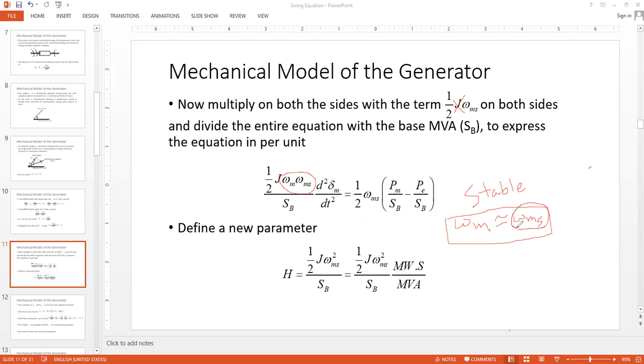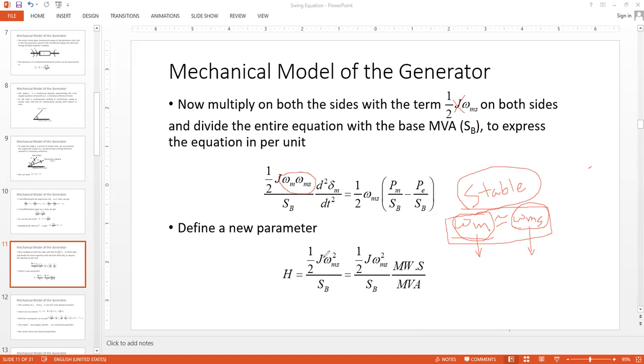Okay. It remains very close to omega ms. So for the stable case of the dynamic analysis, this omega m, which is the actual rotor speed, and this omega ms, which is the speed of the rotating reference frame, they are approximately equal. So considering this assumption, we can write this omega m multiplied by omega ms as omega ms squared.